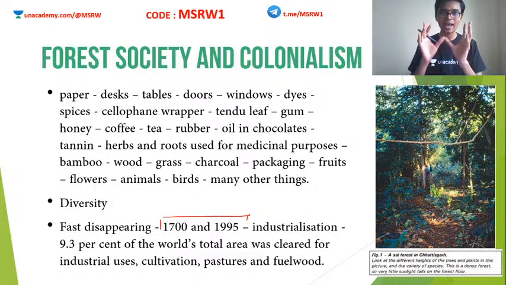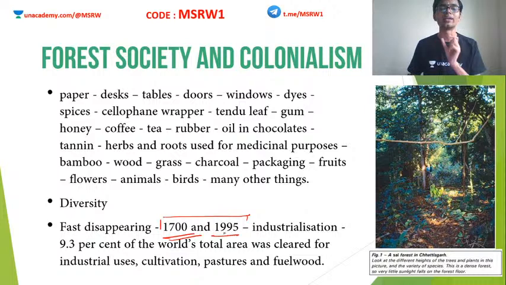Within a span of 300 years, between 1700 and 1995, 9.3% of the world's total area was cleared. 9.3% of the world's total area was cleared for the purposes of setting up industrial units, cultivation, pastures, fuel wood, and so on. So for all these purposes, people started clearing forests. These were the colonizing countries, the Europeans.